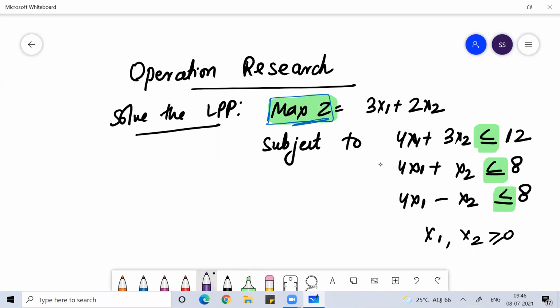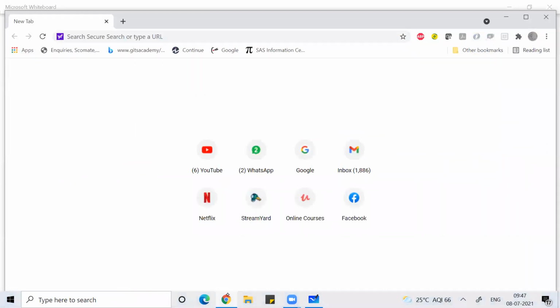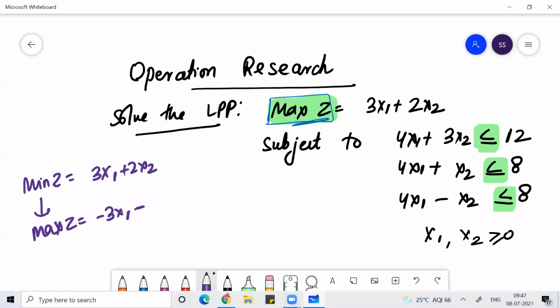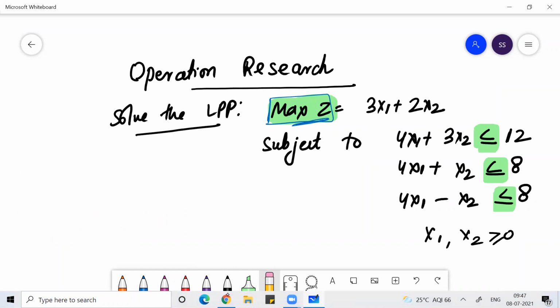Suppose, for example, the objective function is minimization of z equals 3x1 plus 2x2. What you will do is convert the minima into maxima by changing its sign. So the maxima would be minus 3x1 minus 2x2. You need to make sure you can convert a minimization objective function into a maximization objective function by changing its sign.